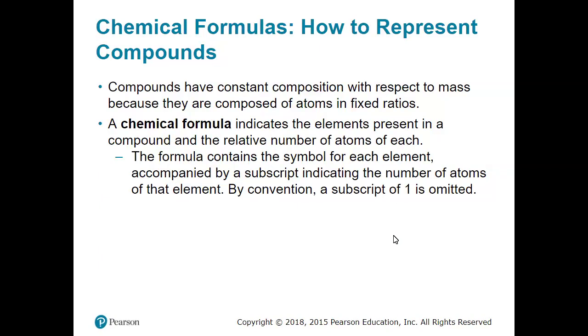So let's start off with some basics here. By definition, we know that a compound has a constant composition. That's what makes it a compound. Remember, it's a pure substance. So every element in that compound will always exist at that fixed ratio of one thing to another.